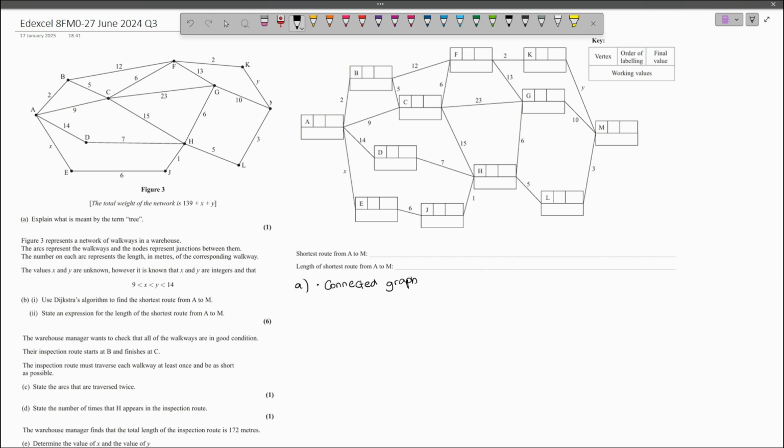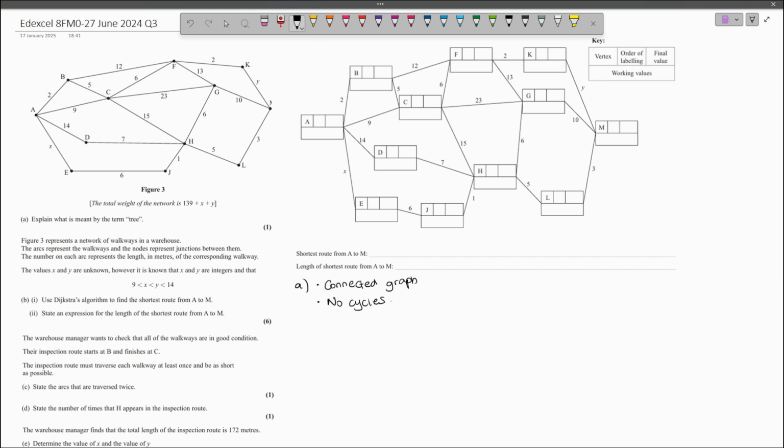The other important thing that you need for a tree is that there are no cycles. And once you have both of those being true, we've got a tree. So a tree is a connected graph with no cycles.